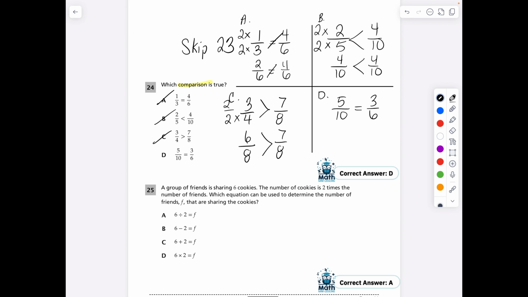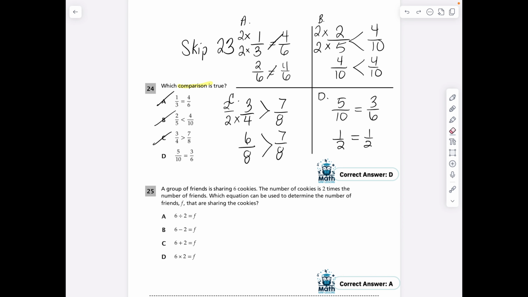Okay. So in this case, I know they're different denominators. And you might have to do a lot of multiplying to get there. But I want you to think, what else do you recognize about these fractions? I recognize that 5 out of 10 is half. And 3 out of 6 is half. And so they are equal to each other. So D is the correct answer.